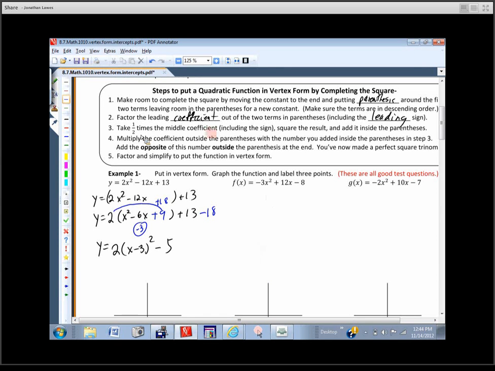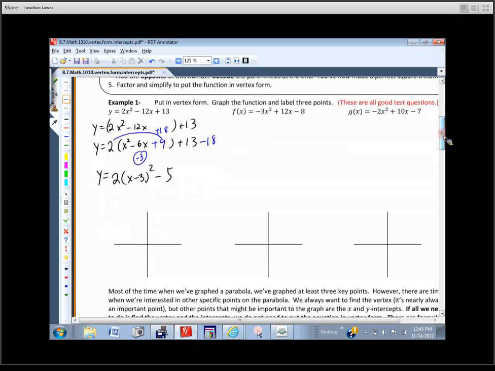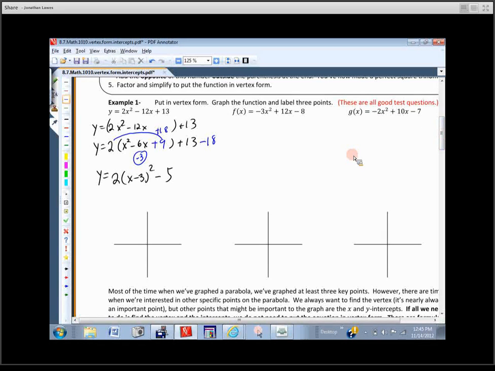Half times the middle coefficient, including the sign, square the result. Multiply the coefficient outside the parentheses. That's what we did here. And then figure out how to compensate. We're going to add the opposite of this number outside. So whatever this number is, we add its exact opposite. Factor and simplify to put that in vertex form. And once you get it here, now can you graph? You can. You will have a test question almost identical to this problem right here. All three of these are very good test questions. Okay? So you really need to know how to do this.